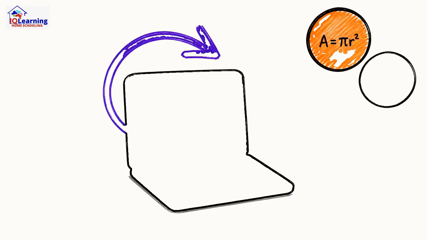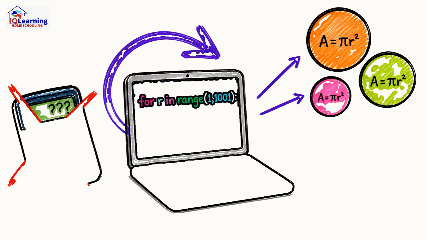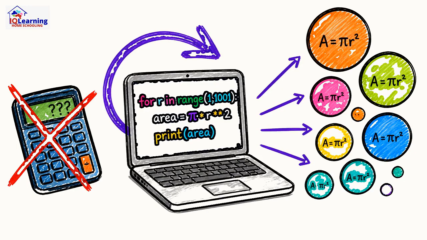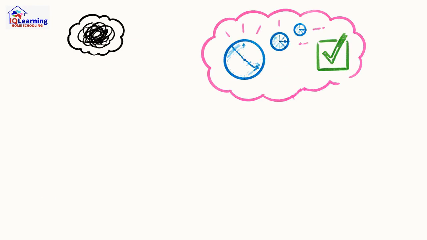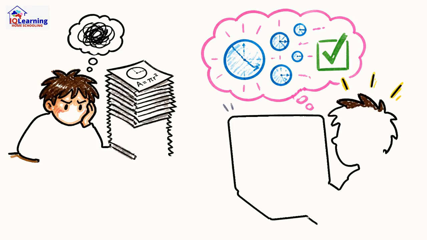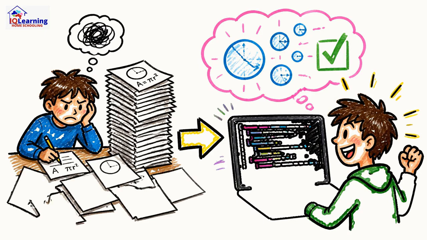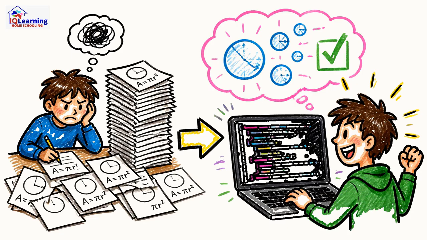Think beyond your calculator for a moment. What if you needed the area for 1,000 different circles? A spreadsheet might start to feel clunky. This is where programming comes in, transforming repetitive mathematical tasks into a few elegant lines of code. It's about amplifying your mathematical capabilities.